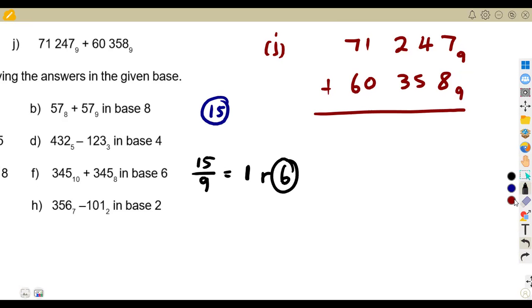So the remainder is the one that you are going to write on your answer, in the base of what? In the base of 9. Take note. What about this one? We carry it to the next term.